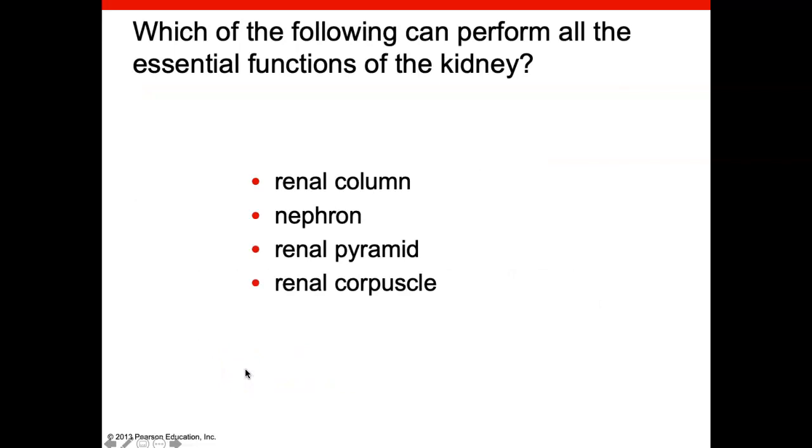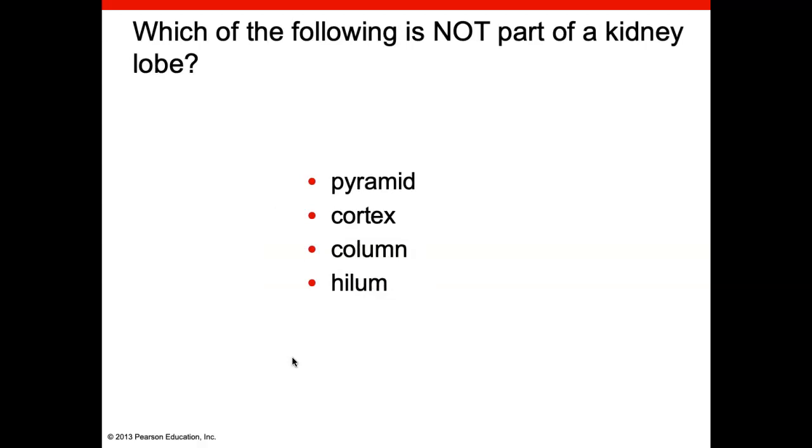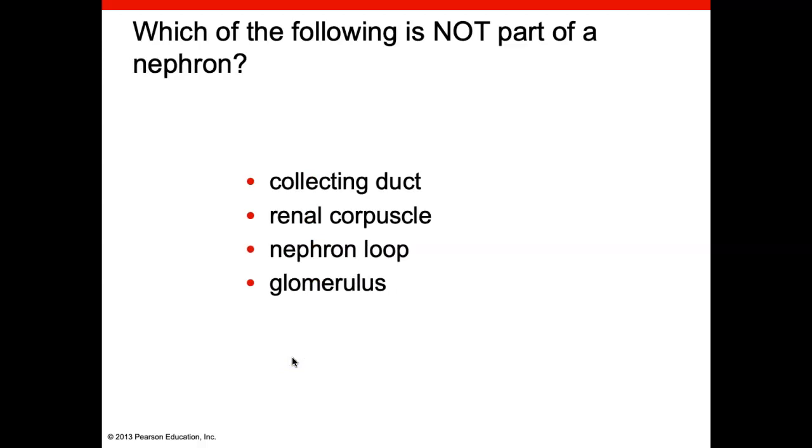Which of the following can perform all the essential functions of the kidney? That would be the nephron. It does everything the kidney needs to do, that is, make the urine. Which of the following is not part of a kidney lobe? That's the hilum. Which of the following is not part of the nephron? This is a little trickier. That is the collecting duct.